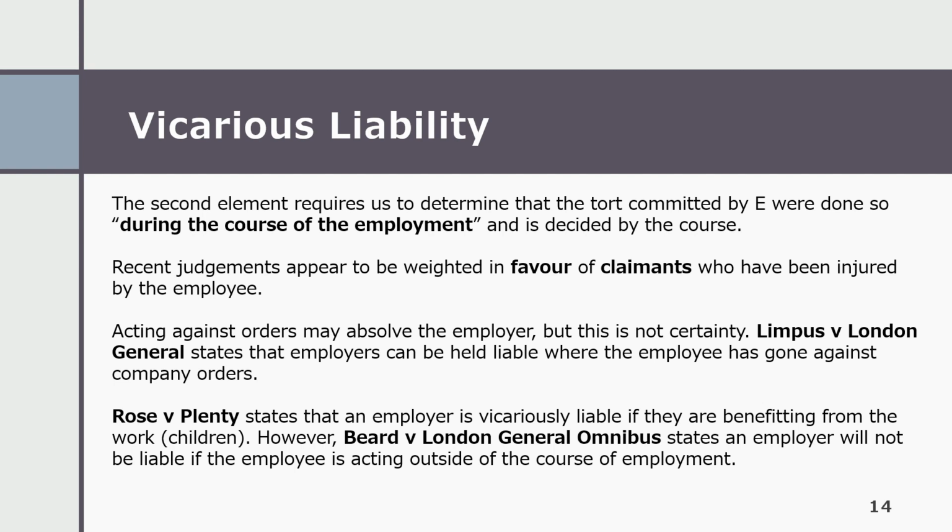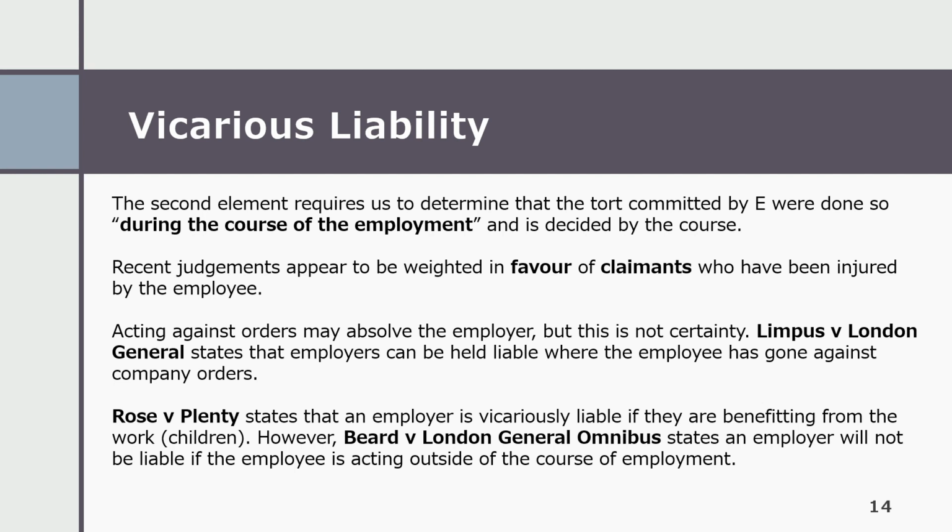Limpers v London General states that employers can be held liable where the employee has gone against company orders. So this is seen as well in Rose v Plenty. This states that an employer is vicariously liable if they are benefiting from the work of children. So they were explicitly said in the Code of Conduct not to use children as work. However, they used children for the work anyway. Despite this, the employer was still held liable.